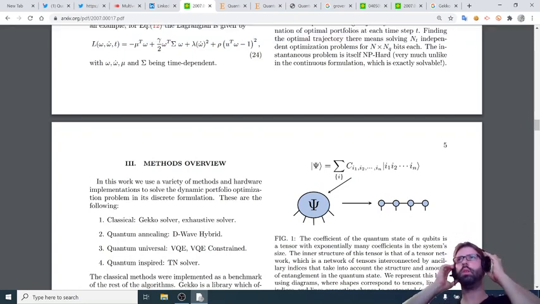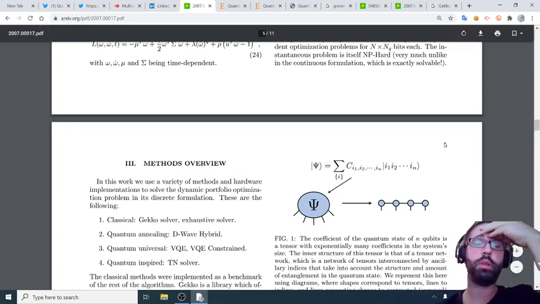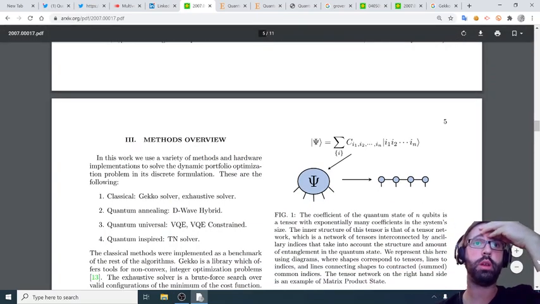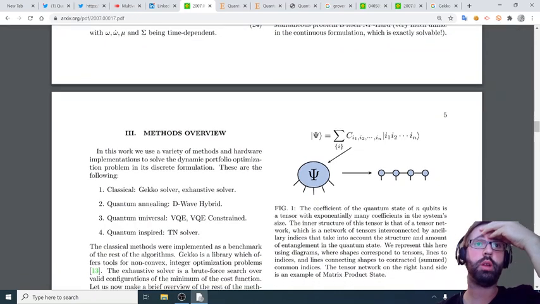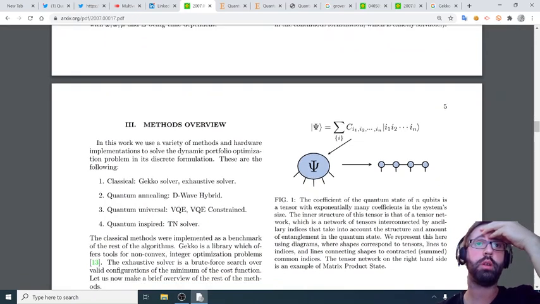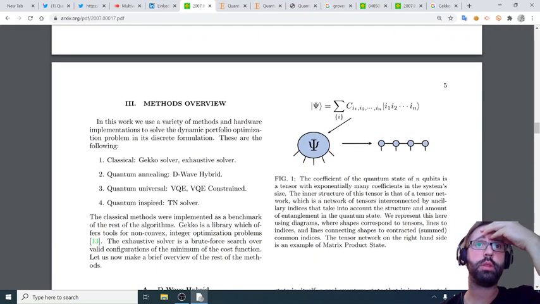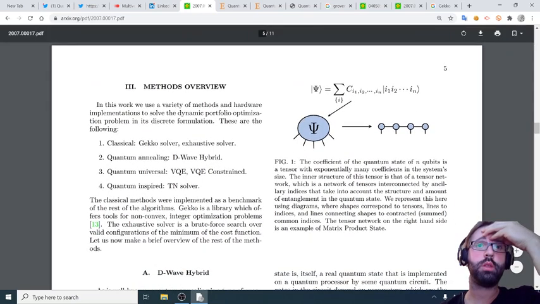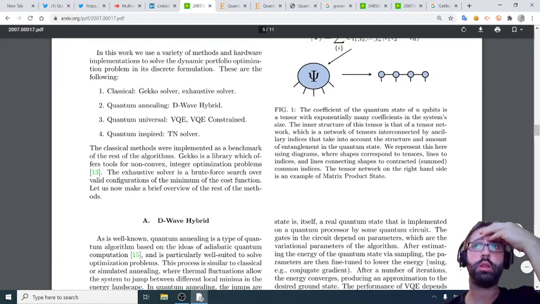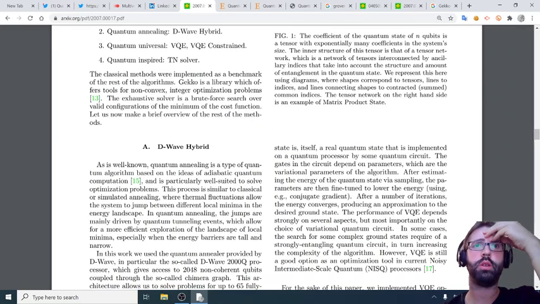And then there's the methods overview. This covers various methods and hardware implementations to solve the dynamic optimization problem in discrete formulation. These are the following: classical, quantum annealing, quantum universal, and quantum inspired, and D-Wave hybrid. Let's go through these.